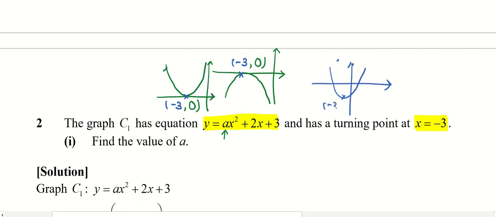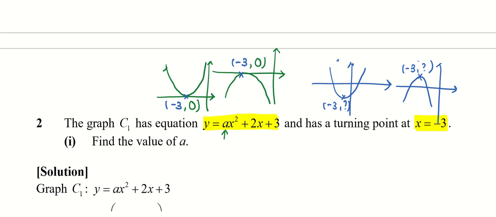Here is -3. I do not know the y coordinate. Similarly, the other one, a happy graph. Sorry, an unhappy graph, my bad. I can also have a happy graph with x coordinate -3, y coordinate unknown. Therefore we cannot assume that the turning point is on the x-axis.